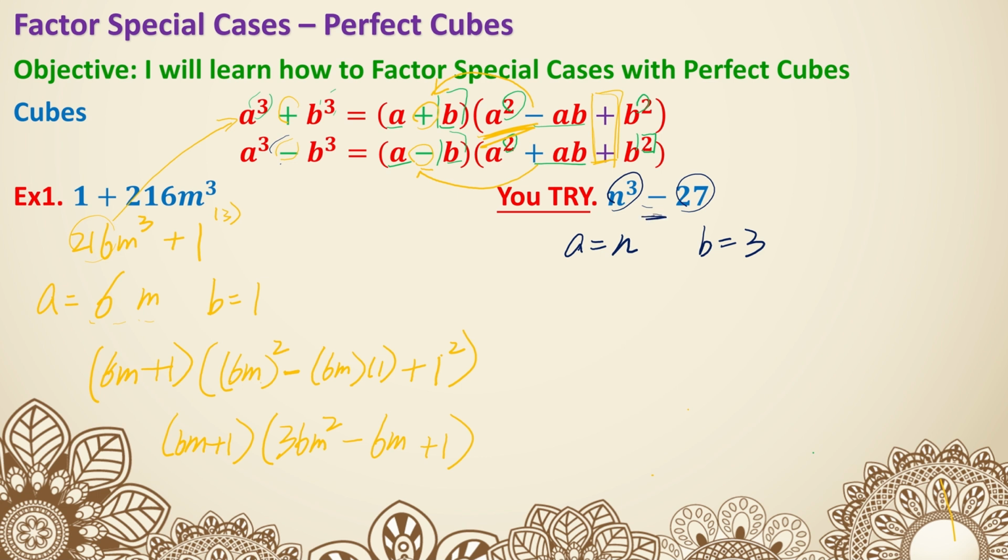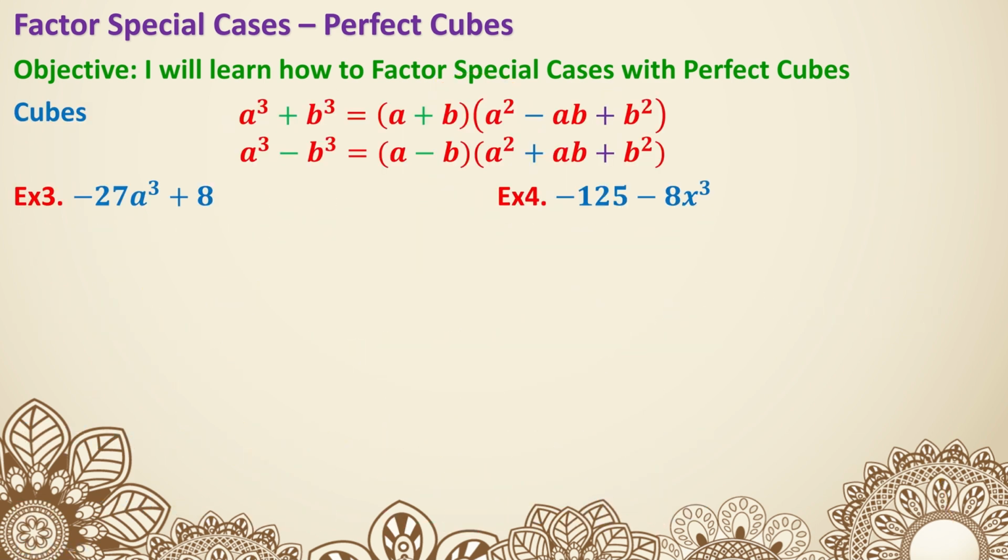This time is the subtraction, so we have to use the bottom one. The first parenthesis is going to follow exactly what the sign is in the question, so it's n minus 3. And the next one, since A is just n and B is just 3, we don't have to be special about the squaring. So in this case, it's just n squared plus, the second sign is different from the first one, so plus 3n. And then on the end is 3 squared, which is just a 9. And that is example 2.